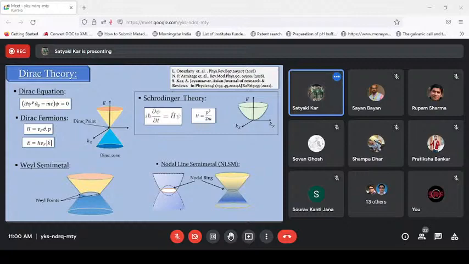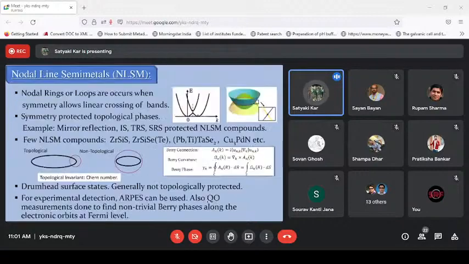And the system of interest in our case is the nodal line semimetal. There, this linear crossing occurs not at discrete points, but along a closed line or loop in the Brillouin zone, like that. This is called the nodal loop or nodal ring. Now they have some special characteristics, like these nodal loops are very robust. You cannot, by some local deformation, wipe out this nodal loop.